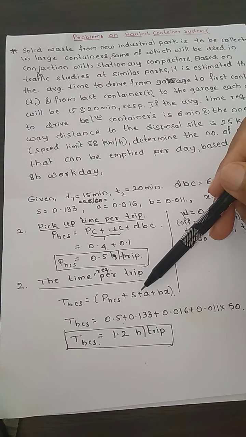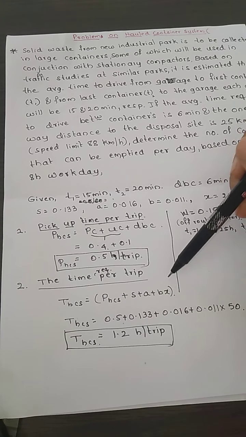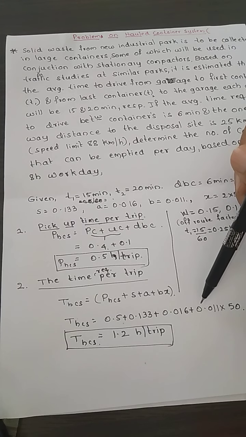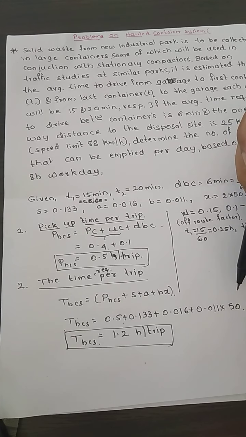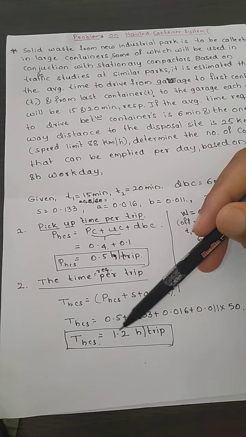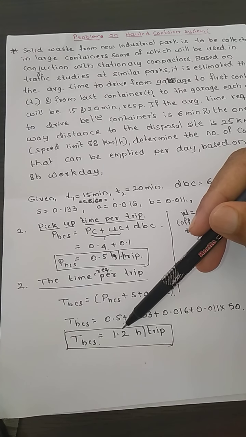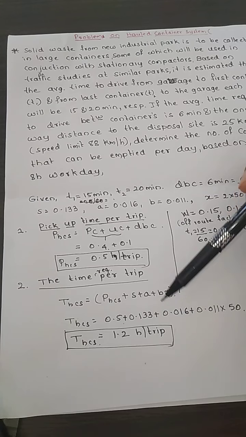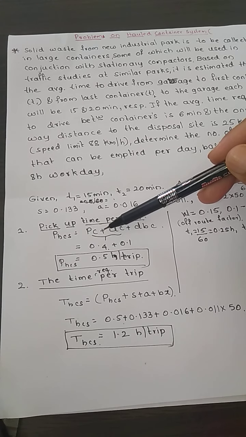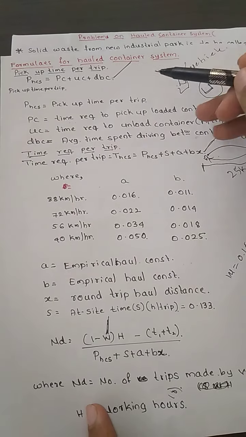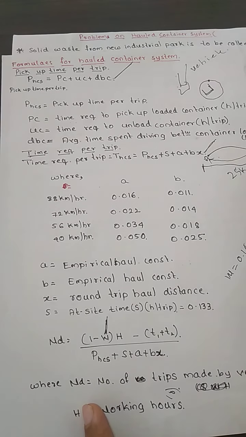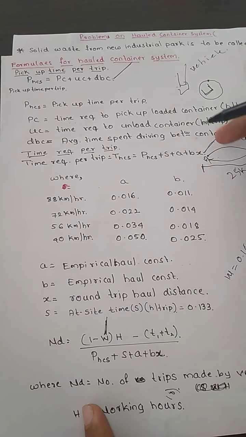A for the 88 kmph, the A value is 0.016, the B value is 0.015, 0.011, and X, that is the both way distance. One way distance is 25 kilometers, so both way distance is 50. So THCS, how much are we going to get? We are going to get 1.2 hour per trip. So PHCS, that is pickup time per trip, we have calculated, then THCS we have calculated.